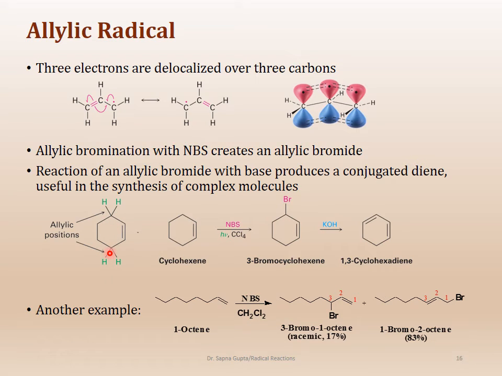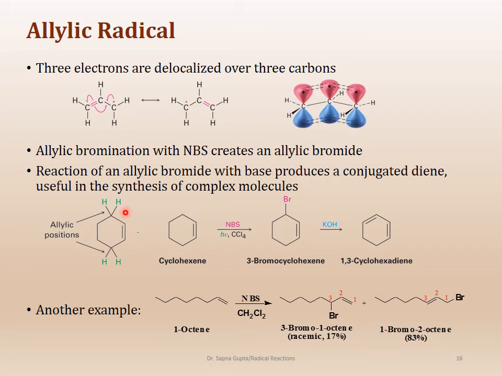Now remember, the allylic positions will not be in alkanes because alkanes don't have a double bond. So allyl radical is only a property of double bonds. And so this is a cyclic compound, yet you still have the allylic carbons over here, because the point is to have resonance, or to have that 3-carbon chain that you need to form the resonance.